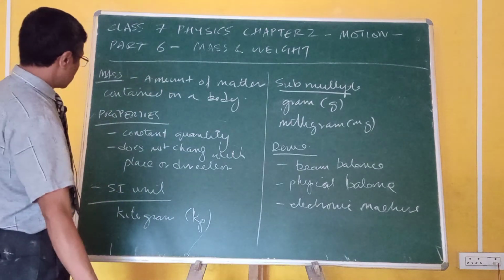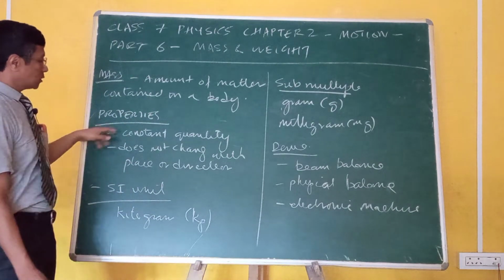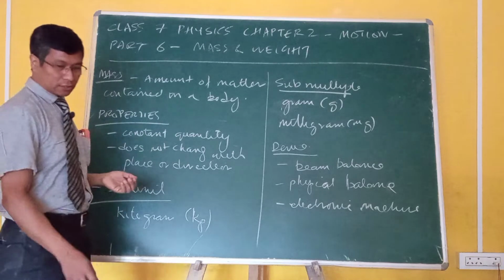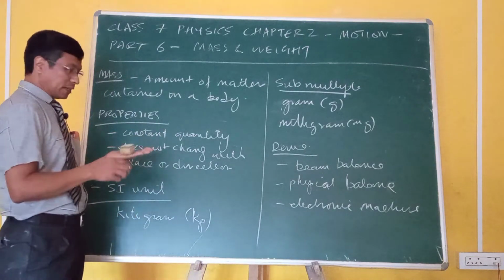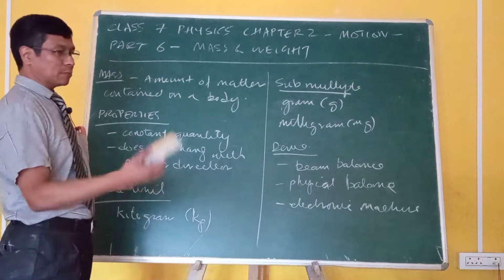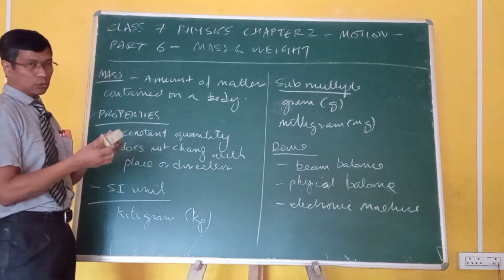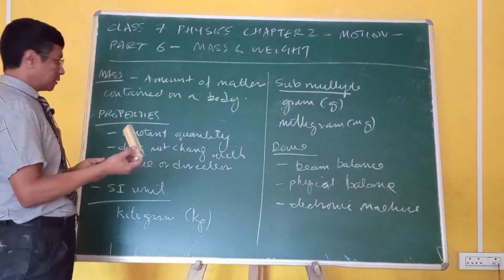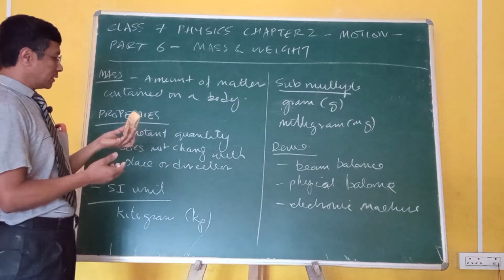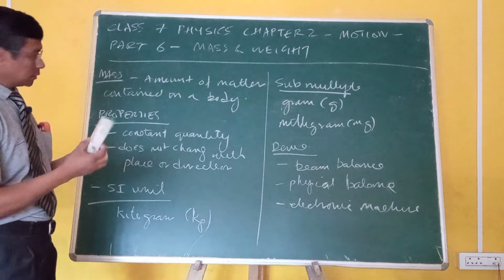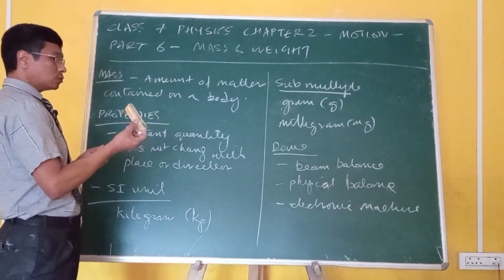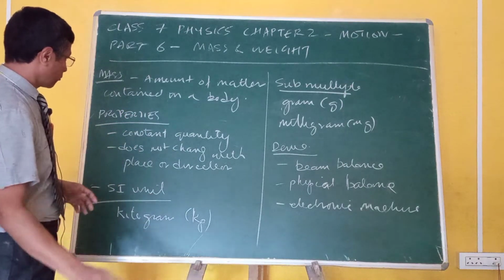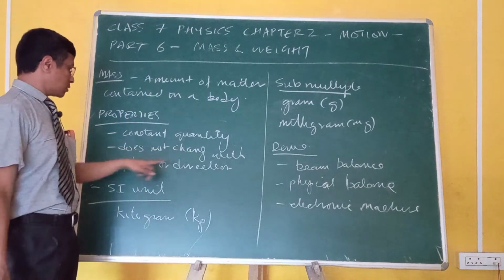Now the properties of mass are that, first of all, it is a constant quantity, that means it does not change. Whether I place it on my hand or on the table or anywhere, it is a constant quantity. Let's say the mass of this particular duster is 50 grams. No matter where I take it in the whole world, it will remain 50 grams. Whether I take it to space also, it will still weigh 50 grams. It does not change with place or direction.